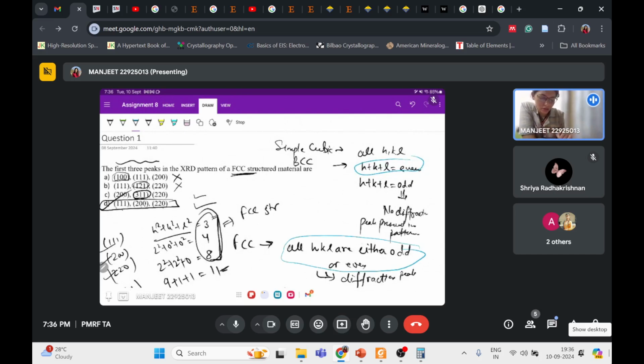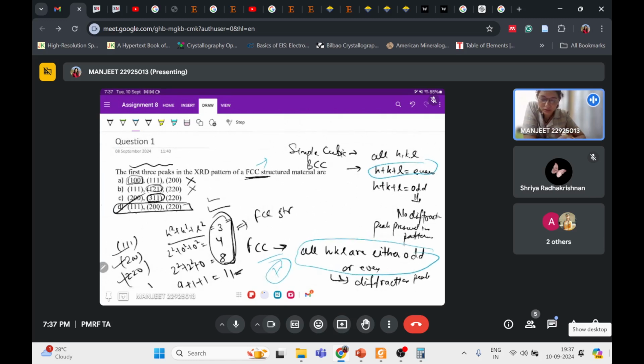So this allowed means all HKL values are either odd or even. If it is having mixed behavior, this will not give you any diffraction peak. So if it is asked for the FCC one, just consider the HKL values such that all are either odd or even. So if you see from the options, A and B are having the mixed behavior, while C and D are both satisfying this condition.